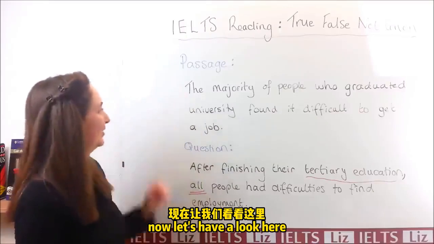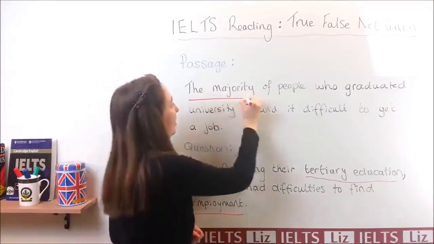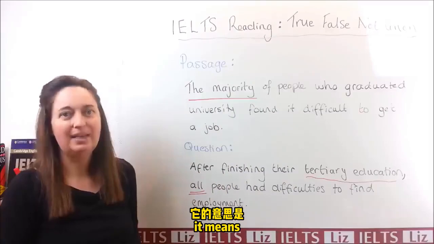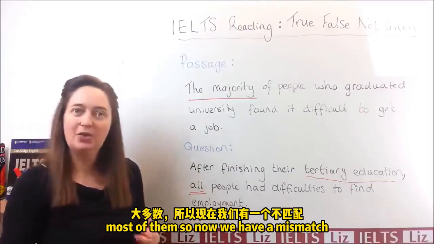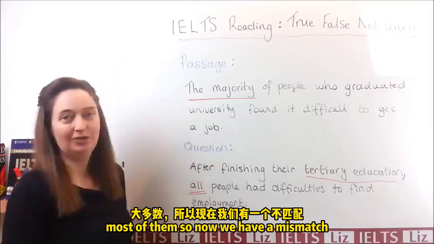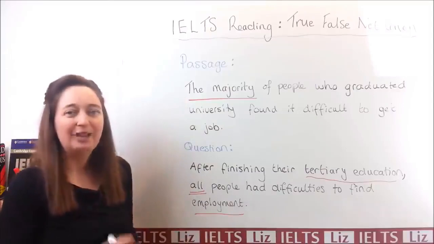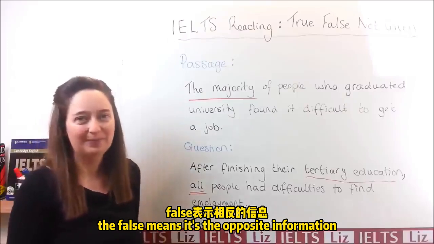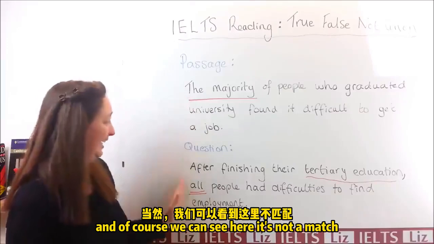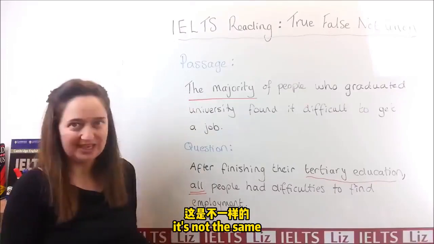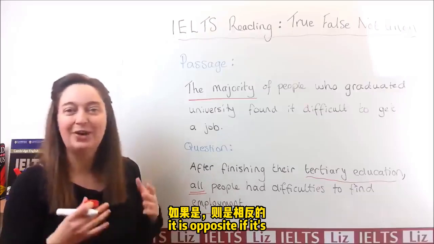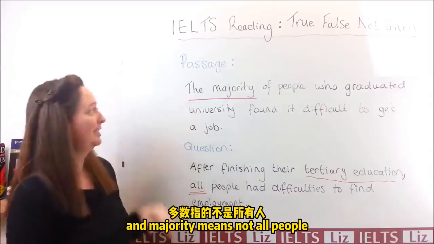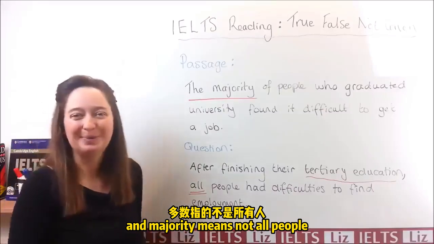Now let's have a look here. And here we've got the majority. This does not mean everyone. It means most of them. So now we have a mismatch. It doesn't match. And remember that the false means it's the opposite information. And of course, we can see here, it's not a match. It's not the same. It is opposite. Is it all people or not all people? And majority means not all people.